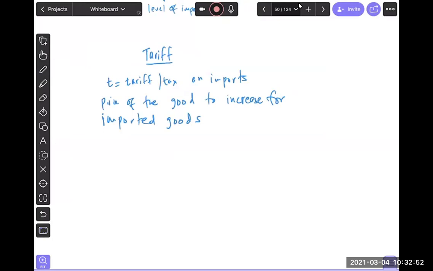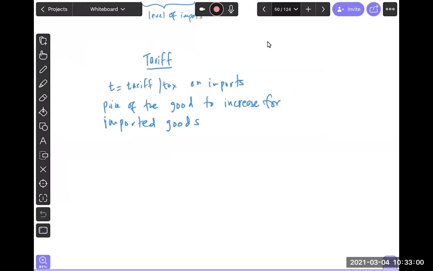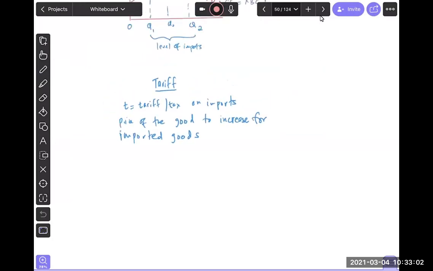I'm going to show you this now in terms of a diagram, but I need quicker screen sharing. So let me try to share my screen one more time, guys.